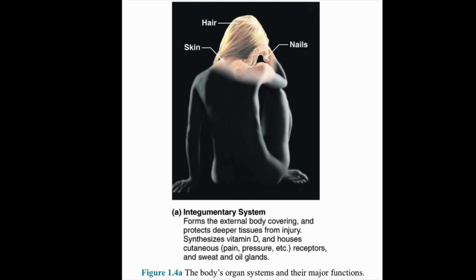Let's start looking at the body's organ systems, the 11 organ systems. Let's start with the integumentary system. The major organs of the integumentary system are the skin, hair, nails. We may want to include sweat glands as well. Its major functions are things like synthesizes vitamin D, also protects against environmental hazards, also helps regulate body temperature, and provides sensory information through the presence of cutaneous receptors, like those for pain and pressure.